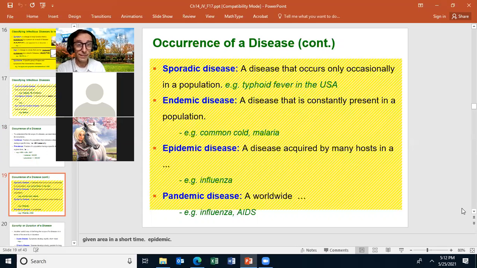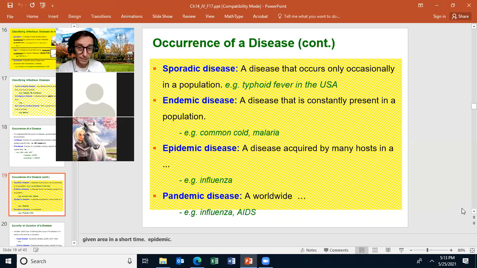Talking about the occurrence of disease, there's a couple of terms. A sporadic disease is a disease that occurs only occasionally in a population, like typhoid fever in the USA. It happens only occasionally. An endemic disease is a disease that constantly is present in the population. In the United States, the common cold is endemic, or you could say malaria is endemic to the tropics in the world.